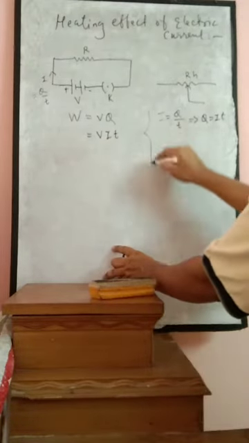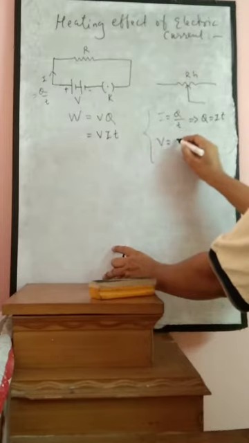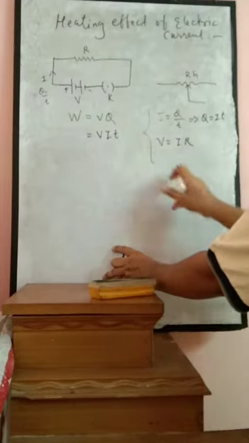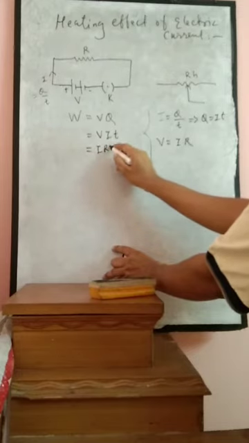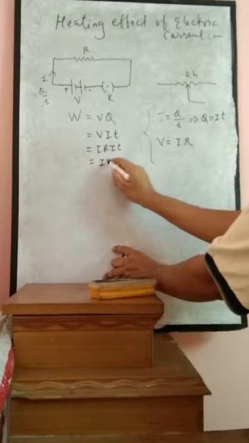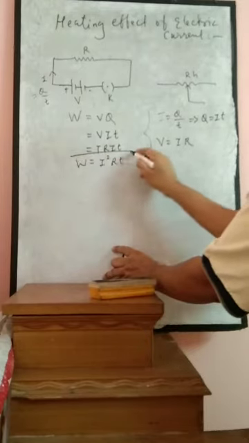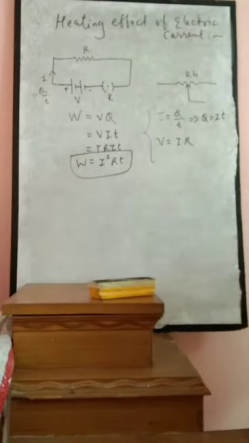Again, we know, according to Ohm's law, V is equal to IR. So now substituting V equal to IR, we will have IR into IT. That means W is equal to I square RT. So how much amount of work is required? I square RT amount of work is required.